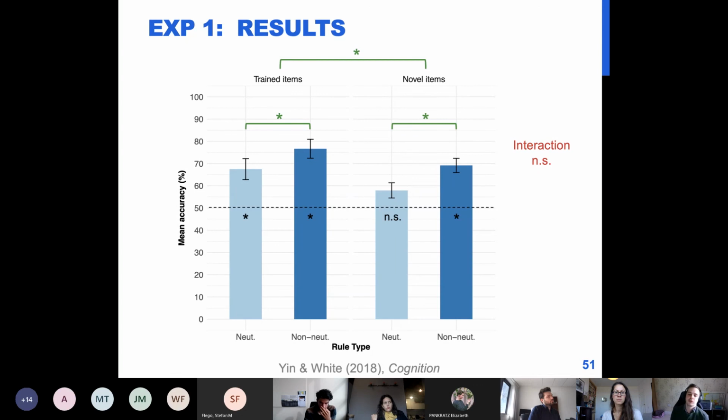We also compared them to chance level performance. And you can see here that it seems like they have learned something in all the cases, except in the novel items when the rules were neutralizing, where people actually didn't do statistically better than chance. So it actually seems like they didn't learn the neutralizing rules very well at all.